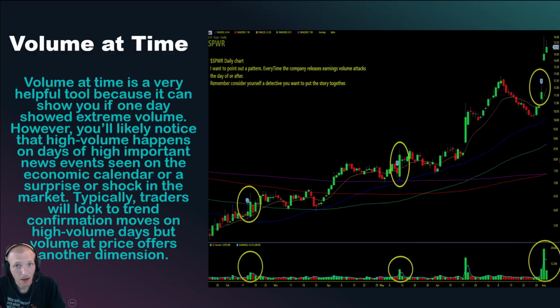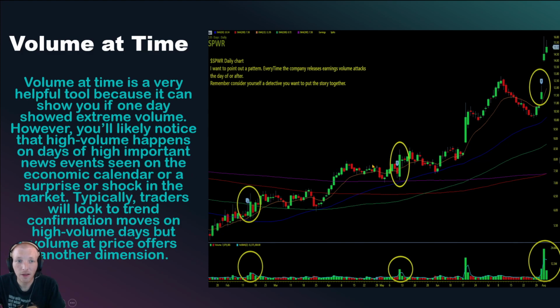Volume at time is a very helpful tool because it can show you if one day showed extreme volume. However, you'll likely notice that high volume happens on days of high important news events seen on the economic calendar, or a surprise or shock in the market. Typically, traders will look for trend confirmation moves on high volume days, but volume at price offers another dimension.